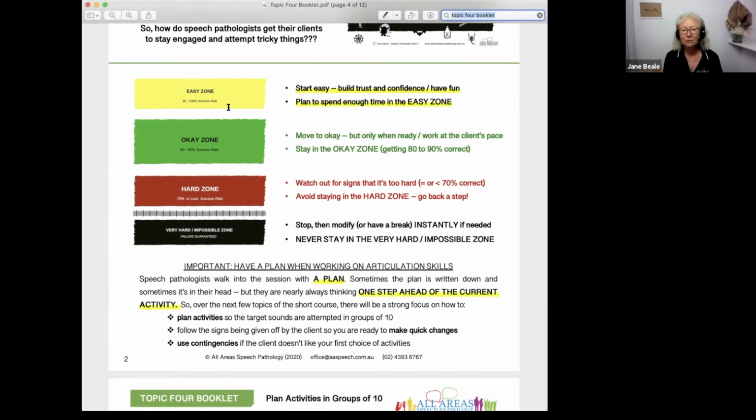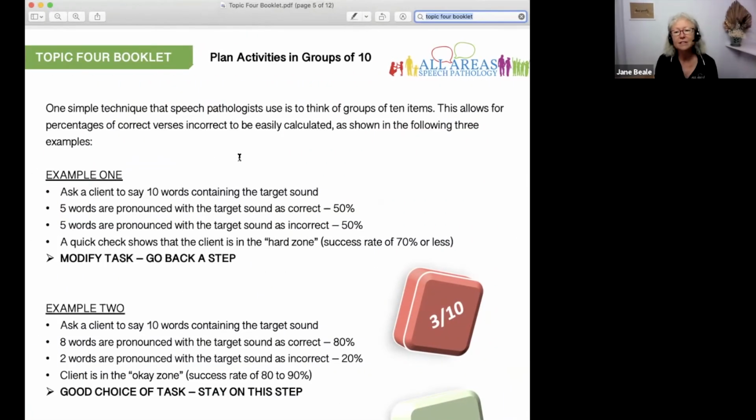So let's go through the next few pages now, and we're going to look at those 3 different strategies. A simple technique that speech pathologists use is to think of groups of 10 items, and that allows us to calculate our percentages quite easily. So let's have a look at example 1.